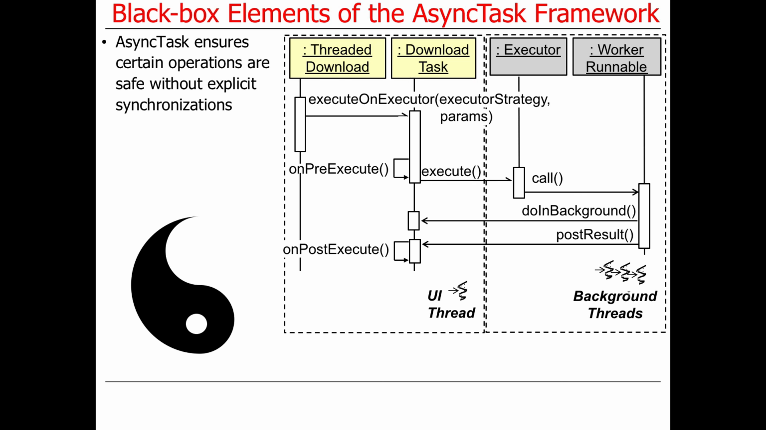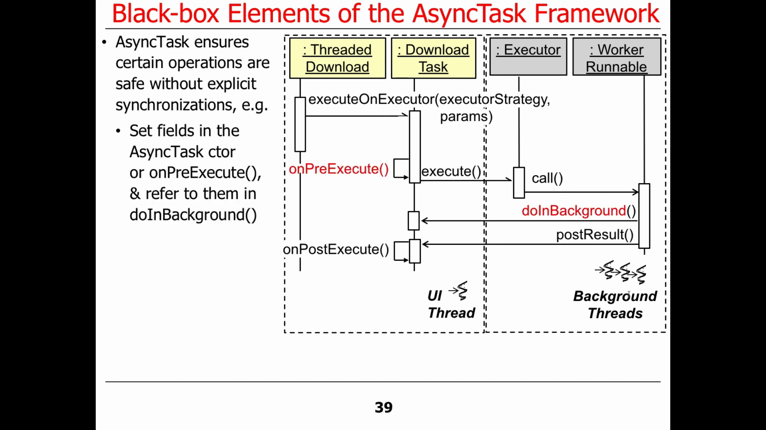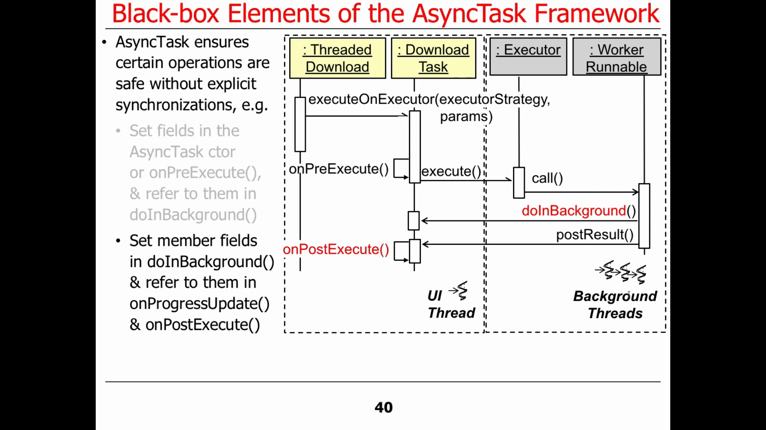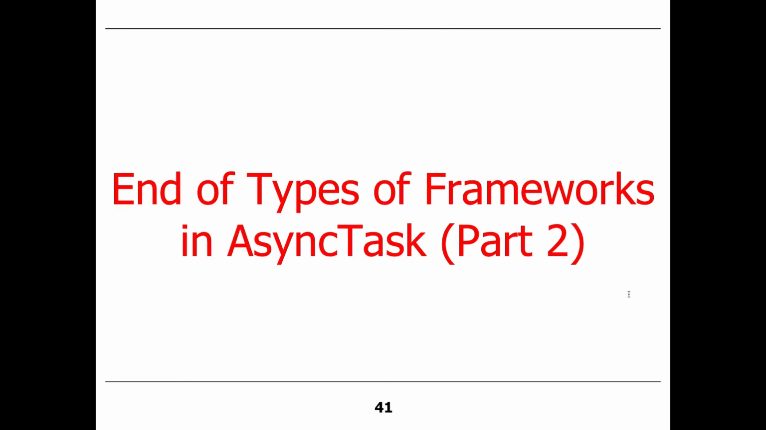The async task is carefully designed to ensure that you don't have to worry about explicit synchronization in your code. It handles visibility issues and synchronization properly. And basically, you can set fields in the constructor or on pre-execute and safely refer to them in do in background without having to worry about memory visibility or race condition type of hazards. And likewise, when you're done in the background, you can execute fields in on post-execute, once again, without having to do any explicit synchronization yourself. That's done for you by the way the implementation works. OK, so that is the end of the async task framework discussion.